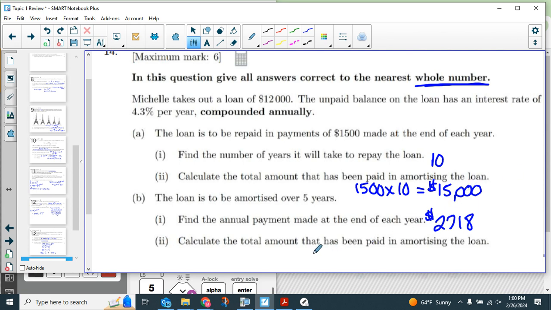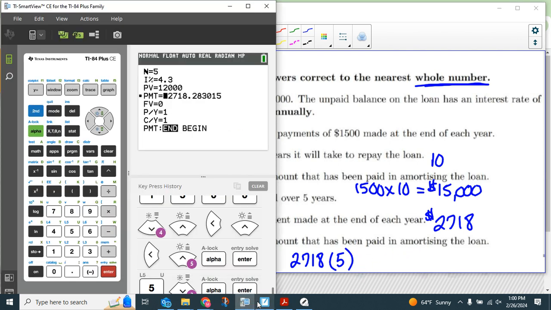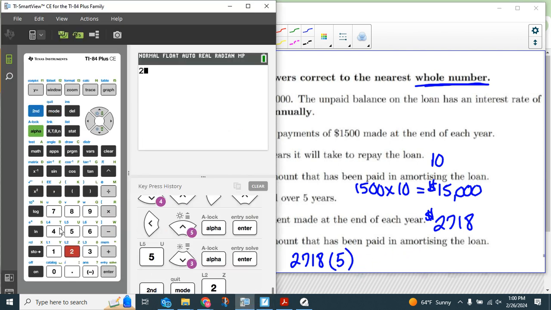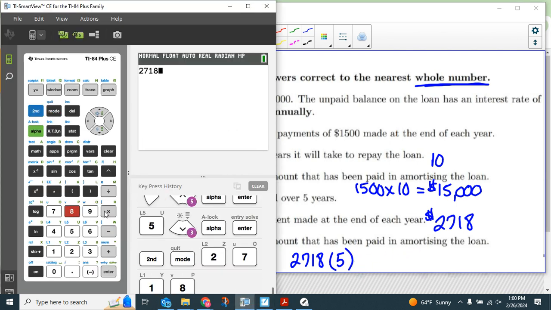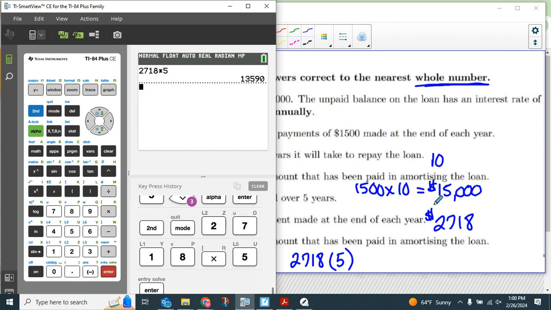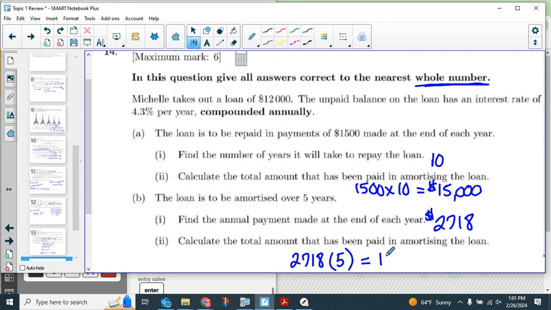All right. And 2, calculate the total amount that has been paid in amortizing the loan. So now she's making a payment of $2,718, but she's only making it for 5 years. So $2,718 times 5 is $13,590.